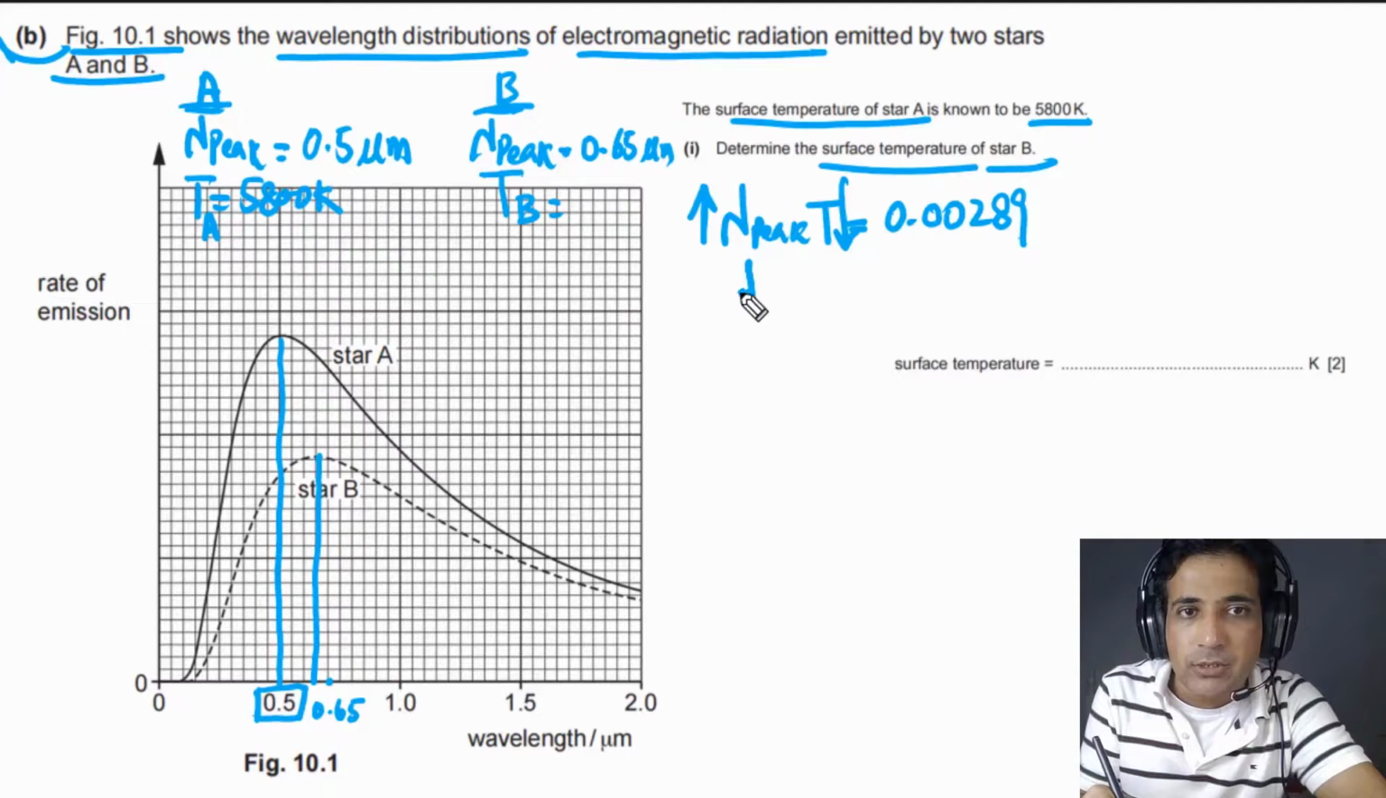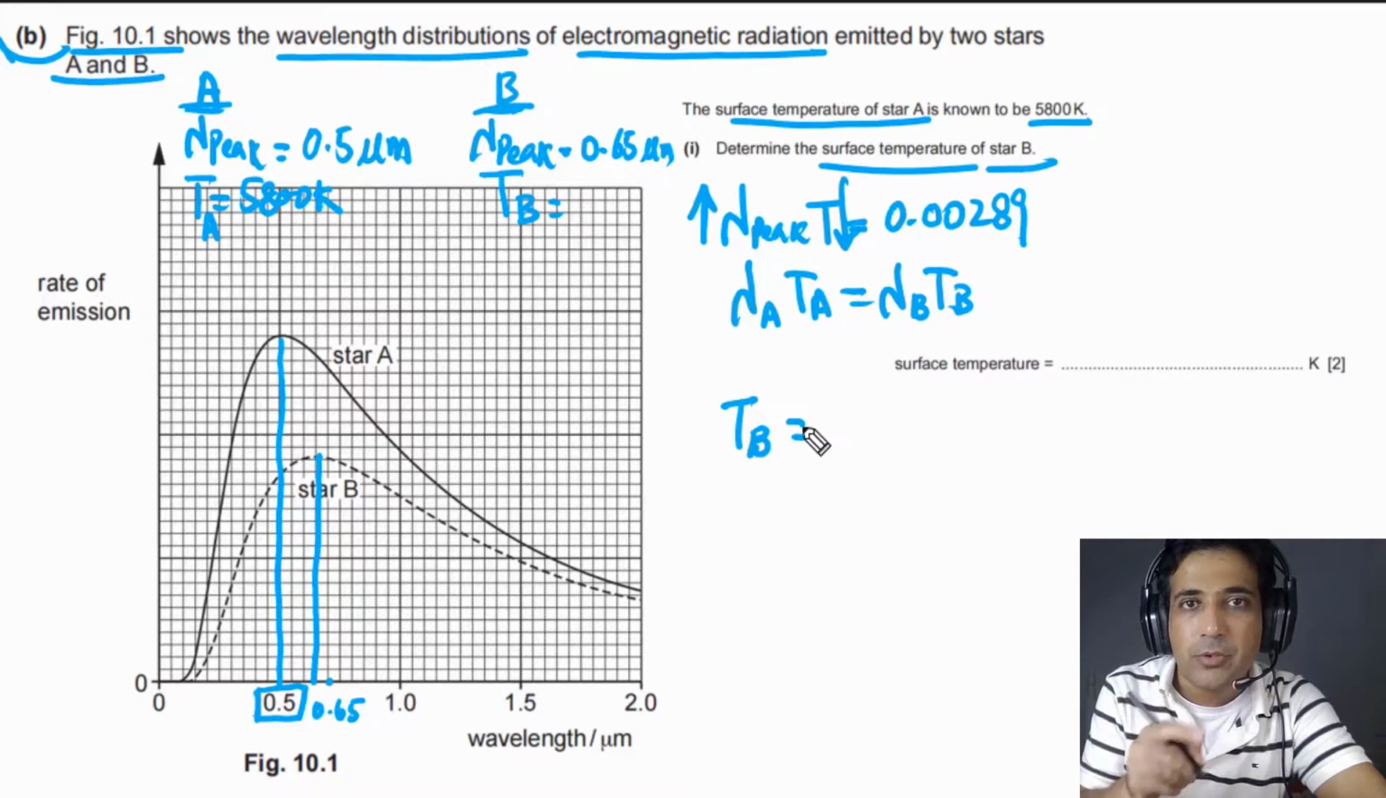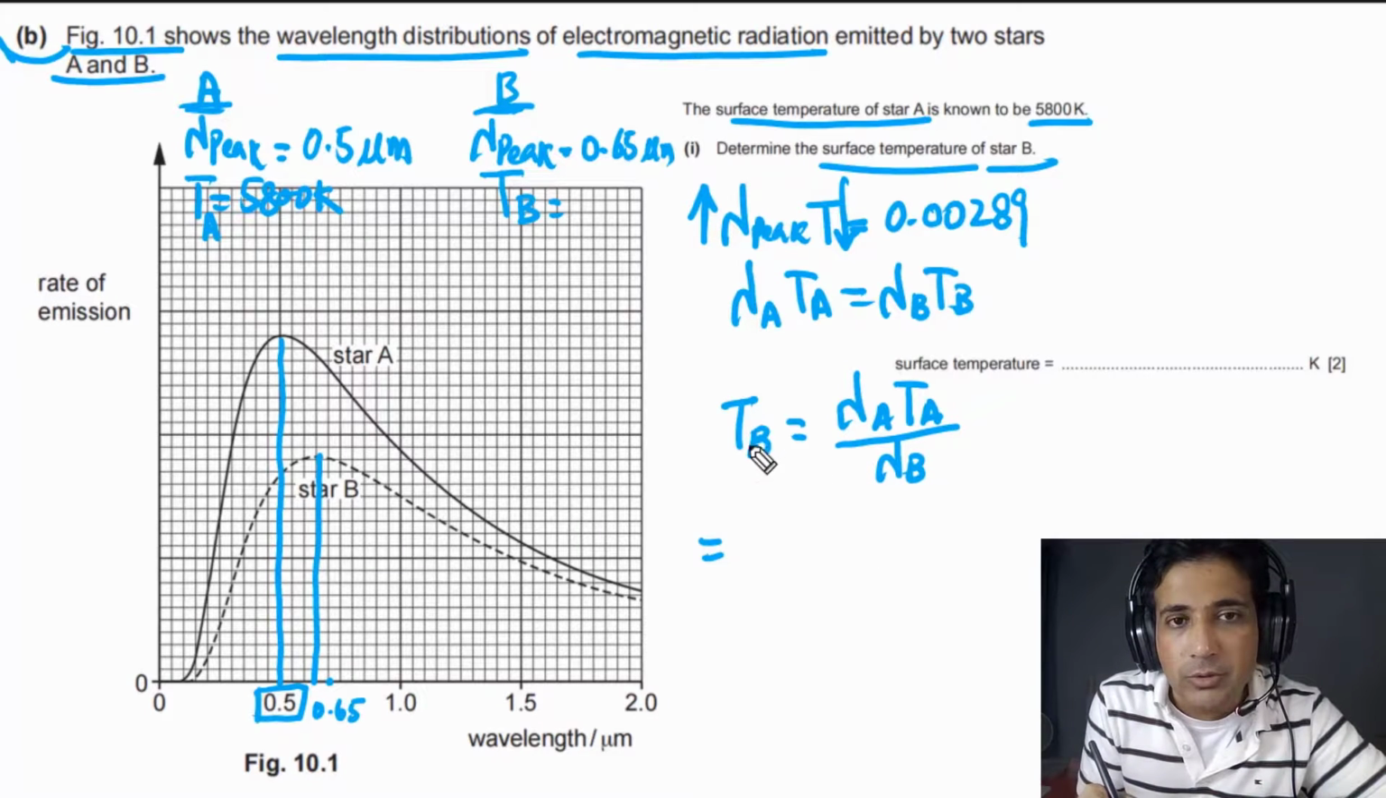So in this case, we can say lambda A times temperature A has to be equal to lambda B times temperature B. We need to find the value of temperature B, the temperature of star B. So we can write lambda A times temperature of star A divided by lambda of star B. Now, in order to calculate the surface temperature of star B, we simply plug in these values.